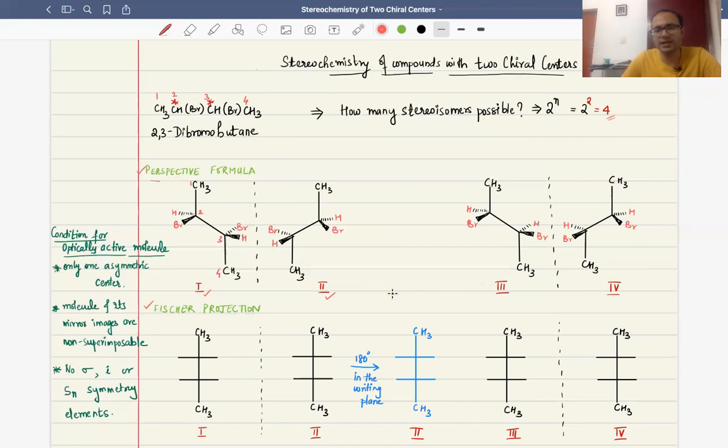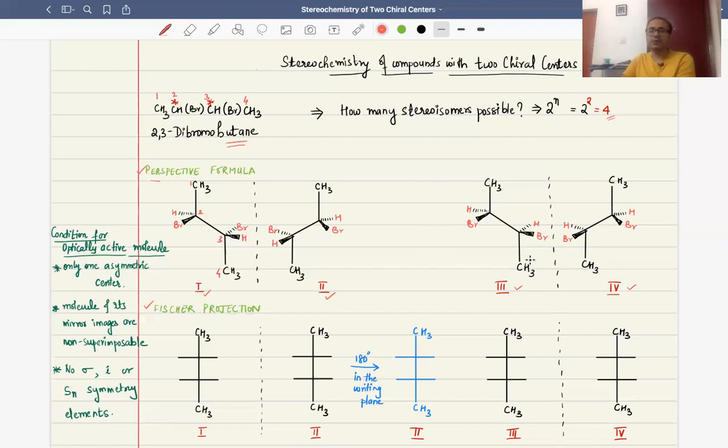Okay, so I have drawn 4 possible stereoisomers for 2,3-dibromobutane. Perfectly fine. So this much is perfectly clear to us, and we have drawn the 4 possible stereoisomers for this molecule. Then the next job is to identify whether these molecules are chiral.